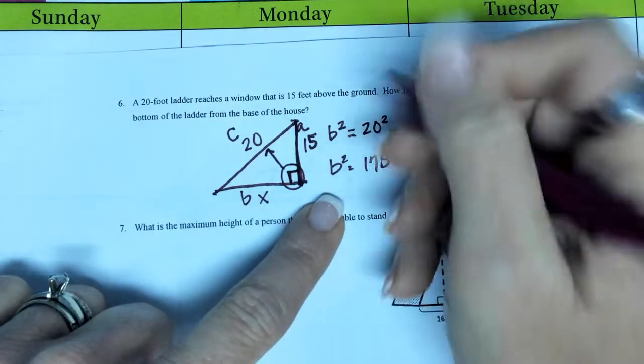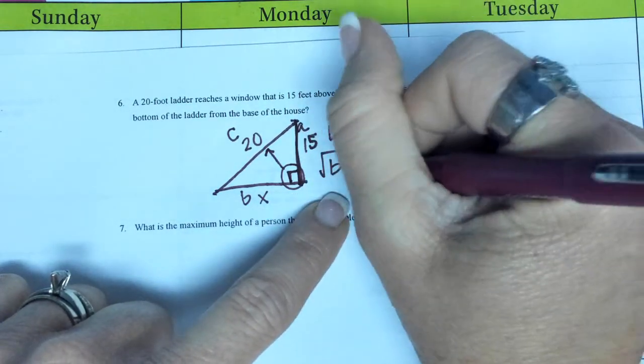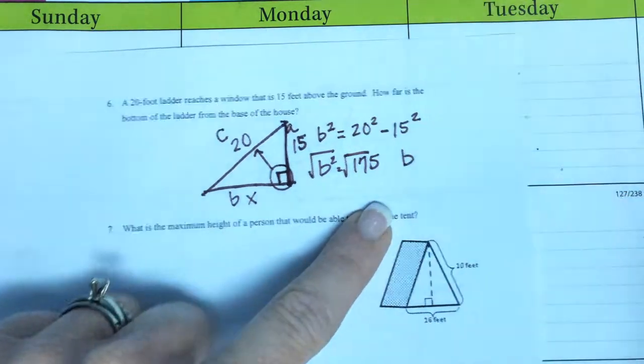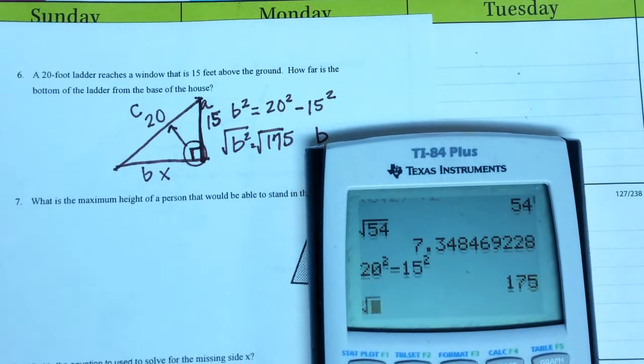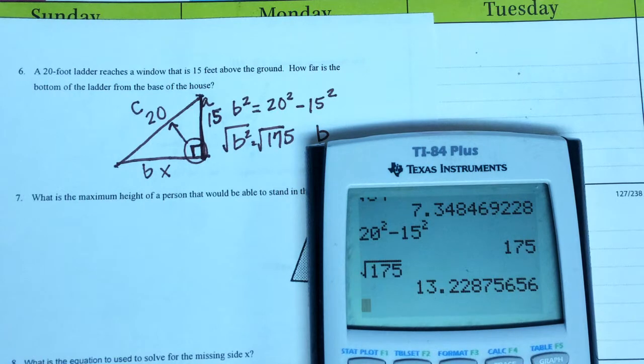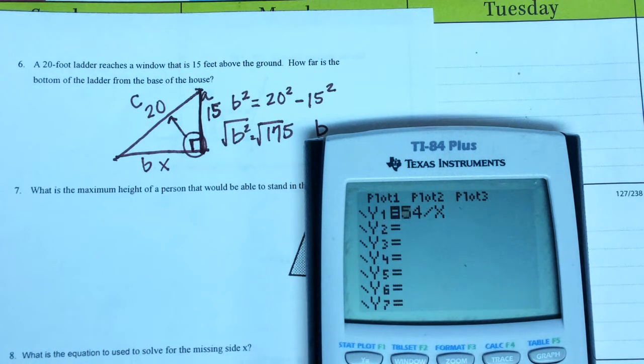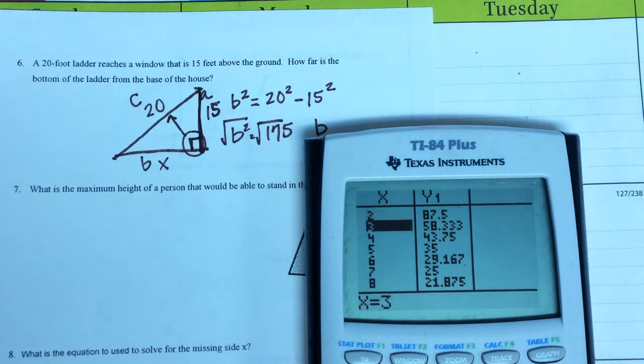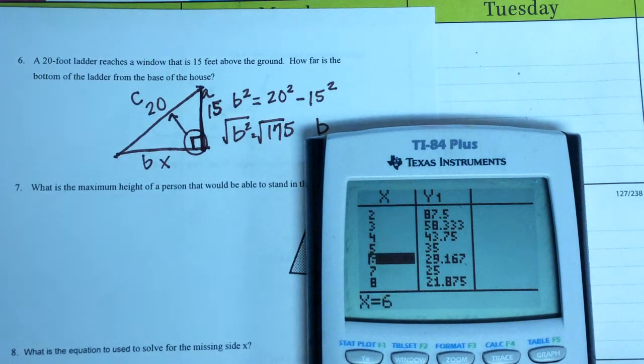Okay, so I know that in order to solve for B, I would have to take the square root of both sides. So let's see if 175 is a perfect number. And it is not, so I'm going to have to simplify it. So again, I'm going to go to y equals, and this time I'm going to do 175 divided by x, going to the table, and I'm looking for the largest perfect number that's a factor of 175.